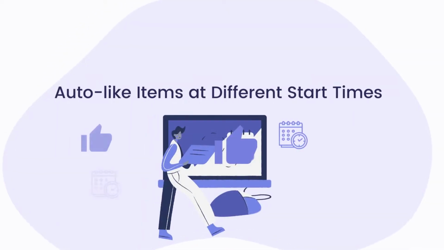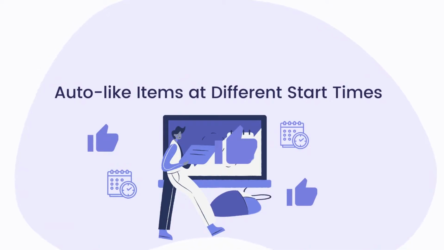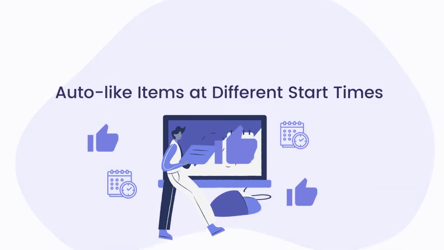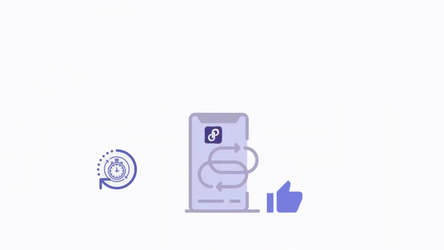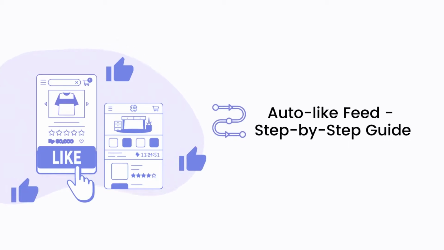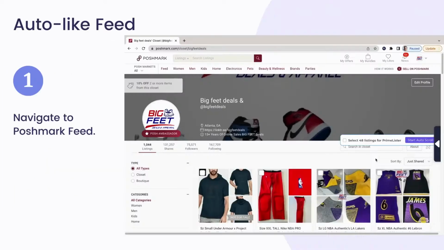You can start the auto-liking process instantly as well as schedule it to begin at a specific time later. You can schedule one-time or recurring tasks to auto-like the items on the Poshmark feed later. Let's see step-by-step how to auto-like the items on the Poshmark feed using the Primelister extension.